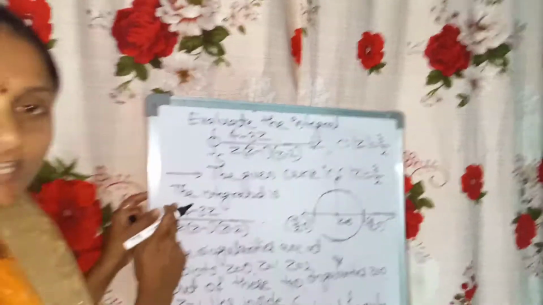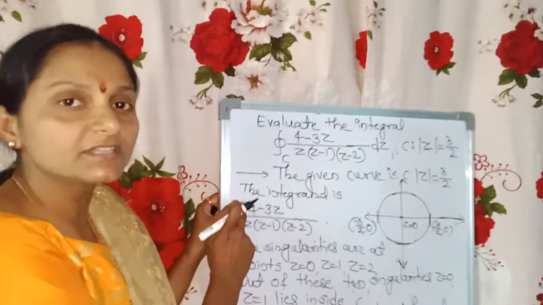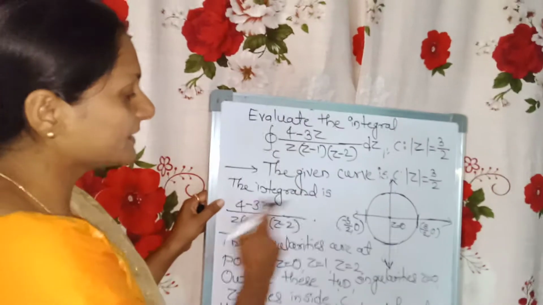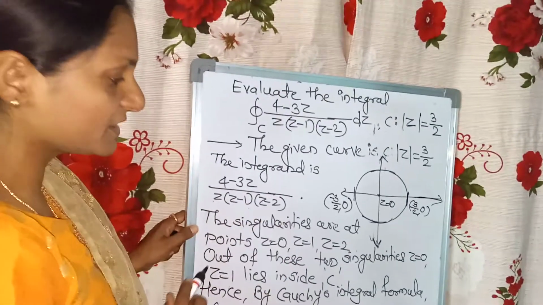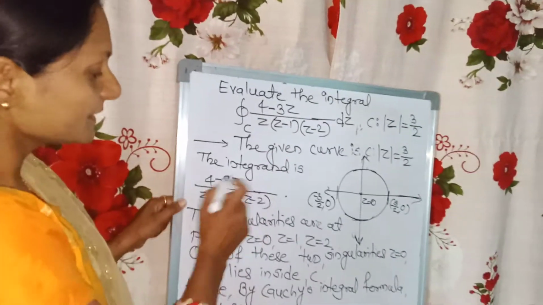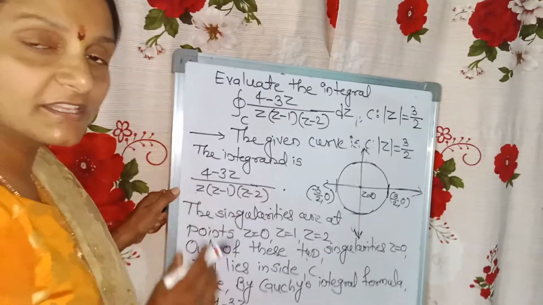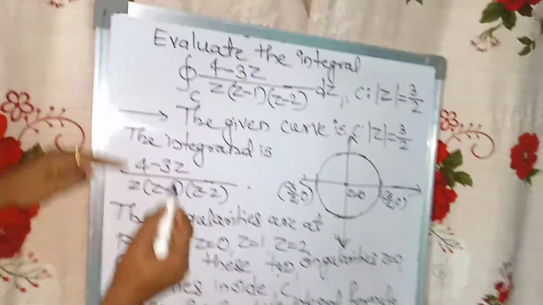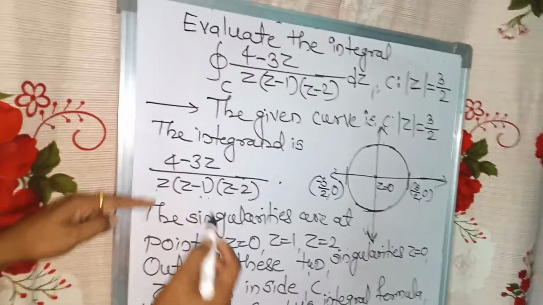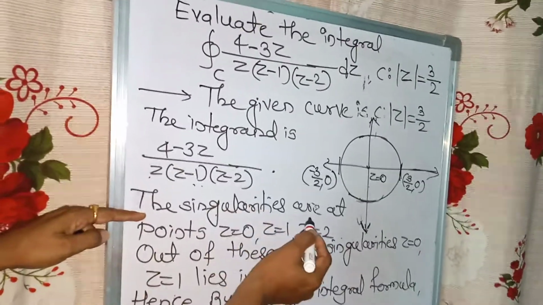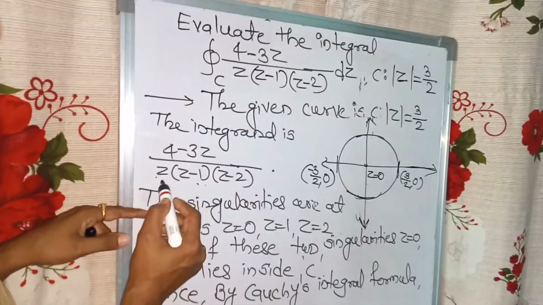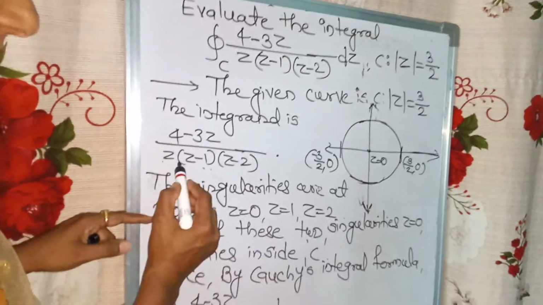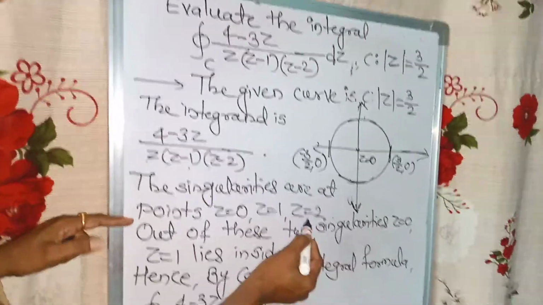Now observe the integrand within the problem. The integrand is (4 minus 3z) by (z minus 1)(z minus 2). Observe the integrand is again in the form of a rational function, numerator by denominator. So you can get the singularities at the points where the denominator becomes 0. The denominator is 0 at the points z equal to 0, z equal to 1, z equal to 2.